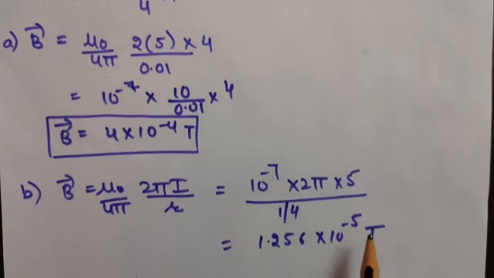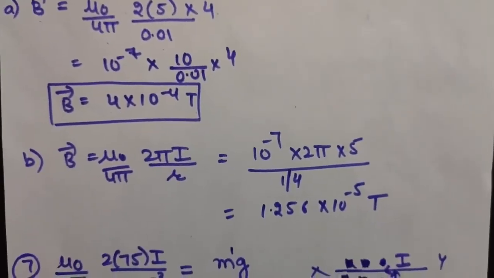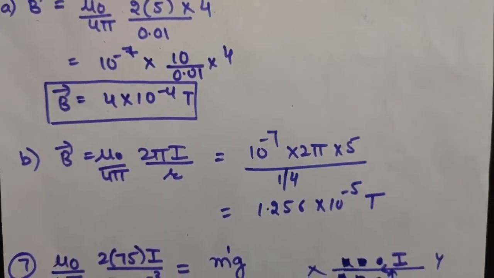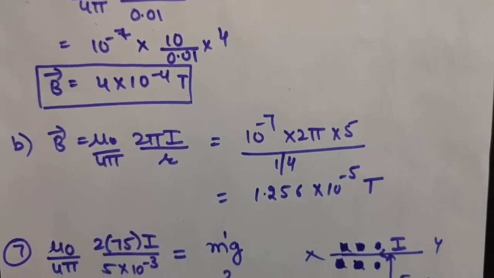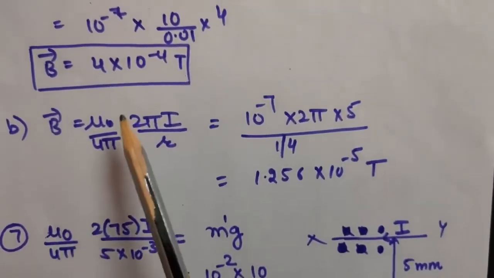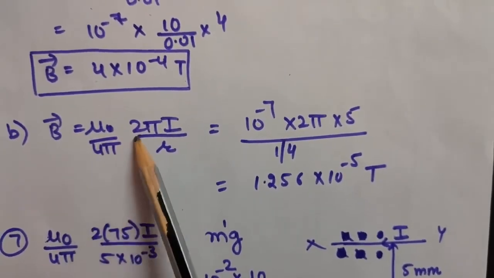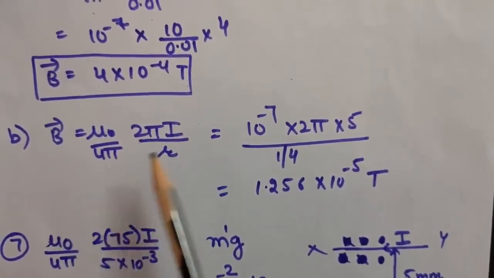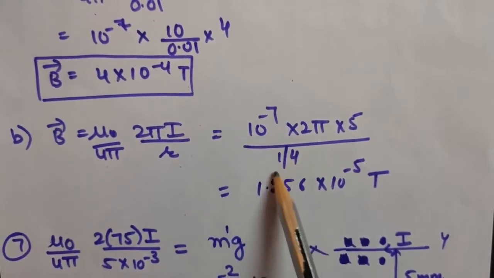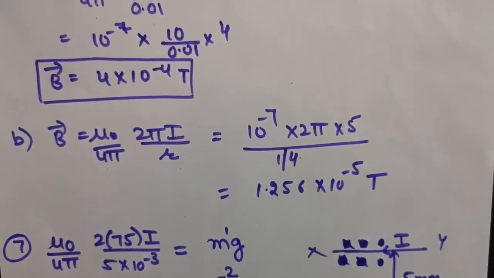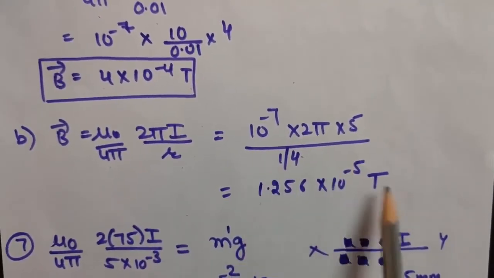In the second part, you have to calculate the magnetic field at the center of the circular loop for the same value of current. As you know, the magnetic field at the center of a circular loop is μ₀/4π × 2πI/R. Again you know each and everything, and the radius of the loop is 1/4 as we have calculated. Just put the values again and you will get this answer.